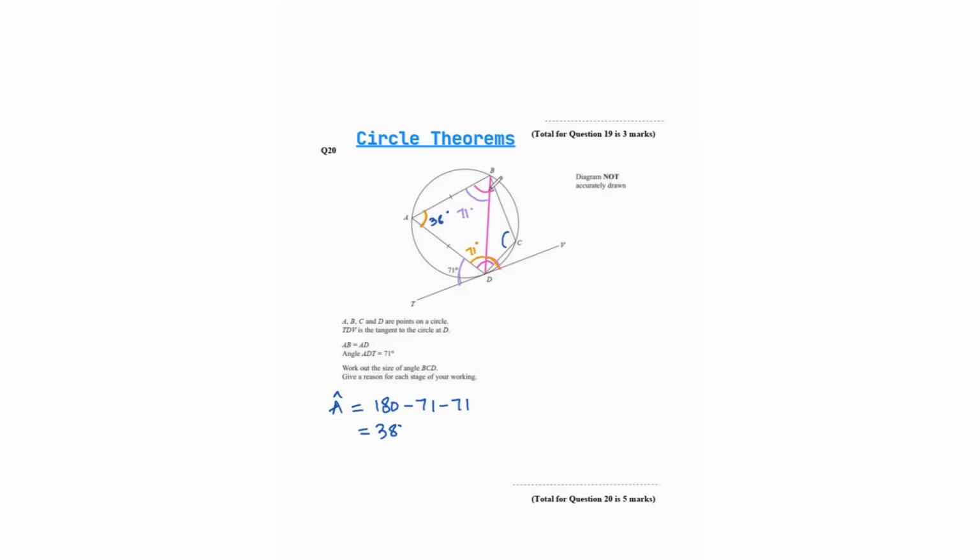Like I said initially, in a cyclic quadrilateral, opposite angles add up to 180, which means angle BCD would be 180 minus 38, 142 degrees. So basically, your steps for each stage. First is your angle 71, alternate segment theorem.